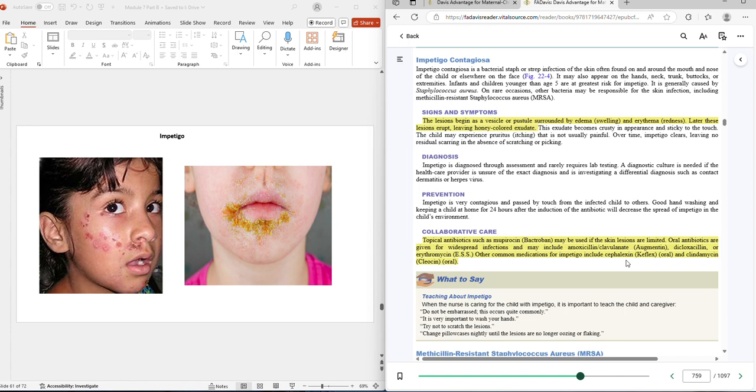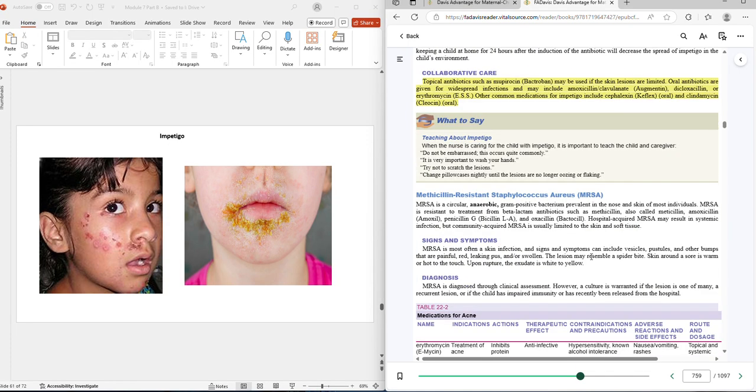Okay, so it is staph, so Augmentin too, that will cure that staph. Okay.